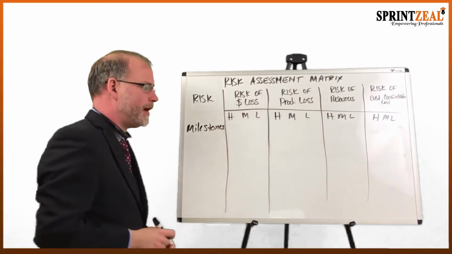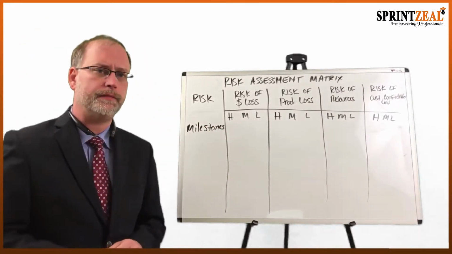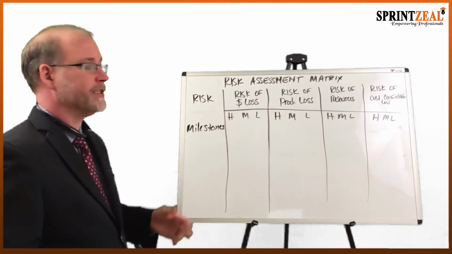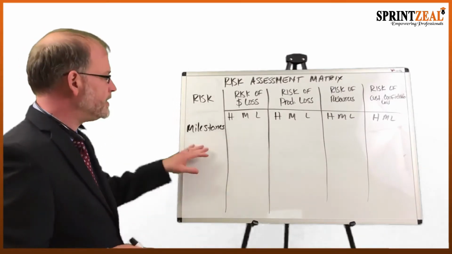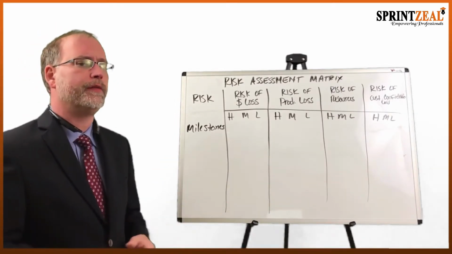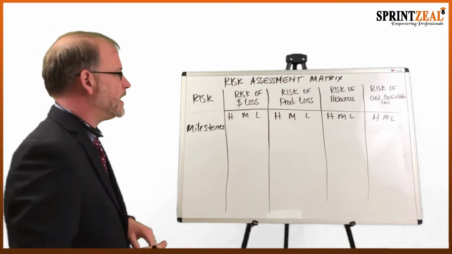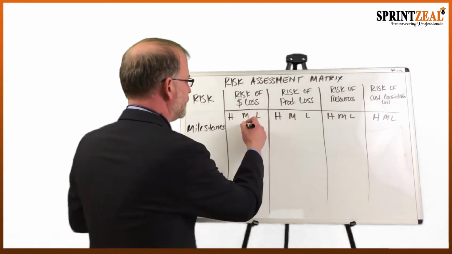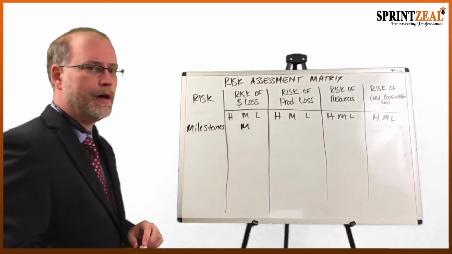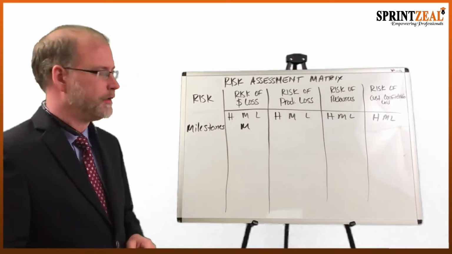So I'm just going to write milestones as the risk that I'm looking at. And then we're going to just assess it. Well, based upon the milestones and how that's defined within our project, we might say that that's going to have a medium risk of financial loss or monetary loss.